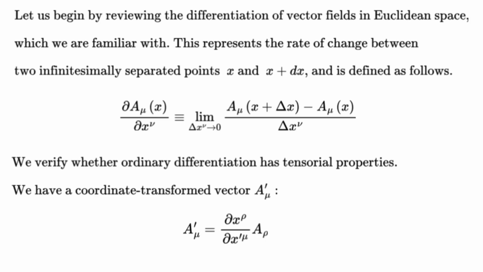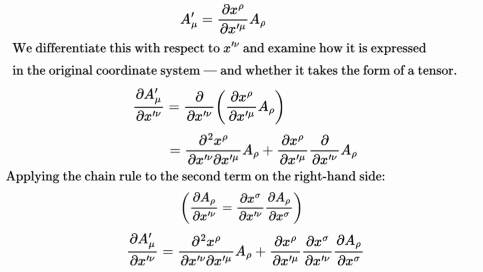Let us begin by reviewing the differentiation of vector fields in Euclidean space, which we are familiar with. This represents the rate of change between two infinitesimally separated points x and x plus dx, and is defined as follows. We verify whether ordinary differentiation has tensorial properties. We have a coordinate transformed vector A prime mu. We differentiate this with respect to x prime nu and examine how it is expressed in the original coordinate system, and whether it takes the form of a tensor.